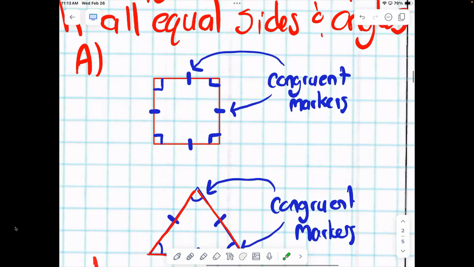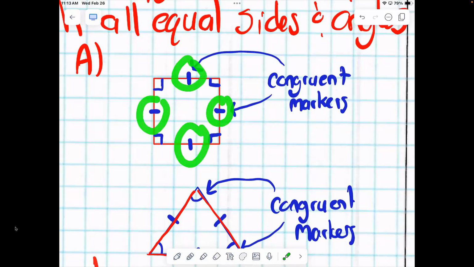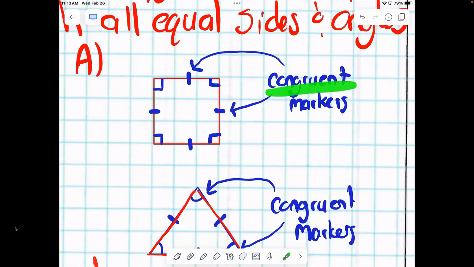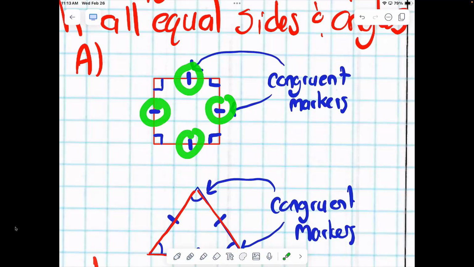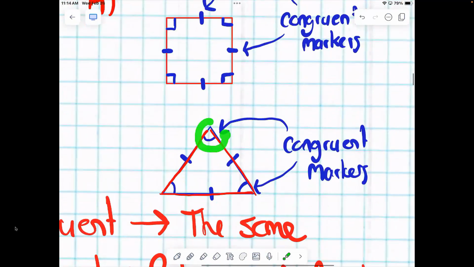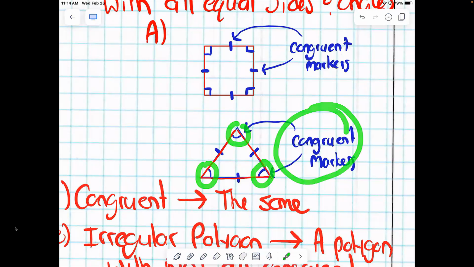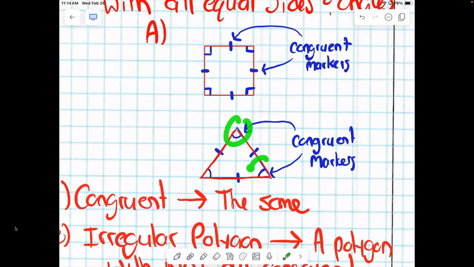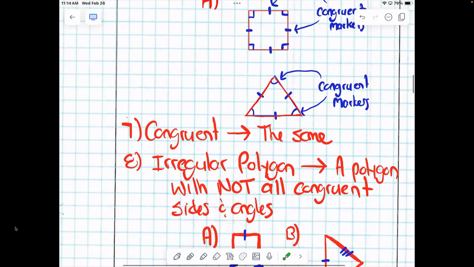What do these things mean? Congruent markers. And what does congruent mean? The same. So this is saying this side, this side, this side, and this side of that polygon are all the same, right? Yes. What does this mean? Right angle. So all of these are right angles? Yeah. How much do right angles measure? 90. What are these things then? They're also congruent markers, but they're not telling us the sides are the same. They're telling us that the angles are the same. Okay, cool. Congruent means the same.